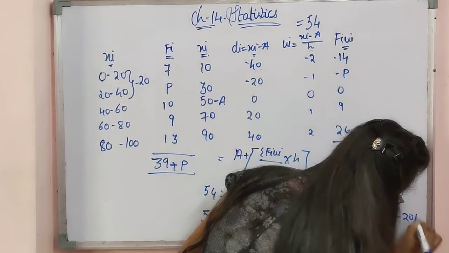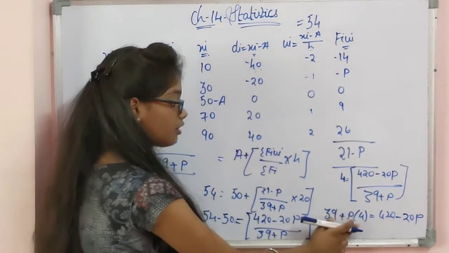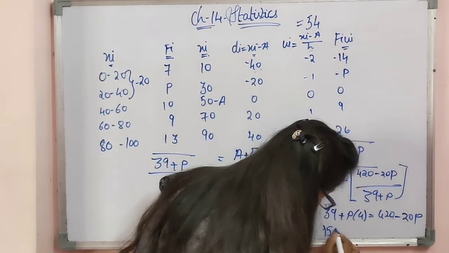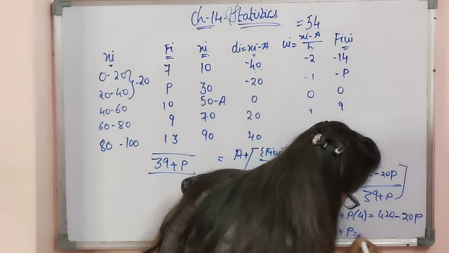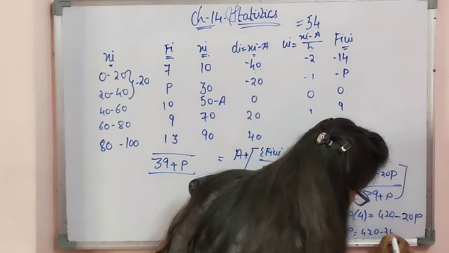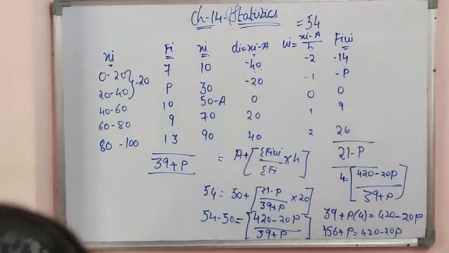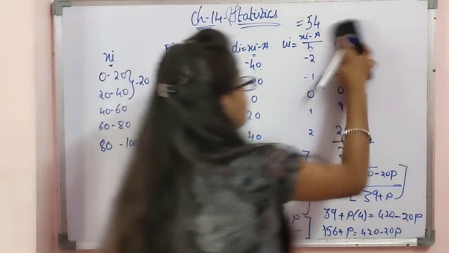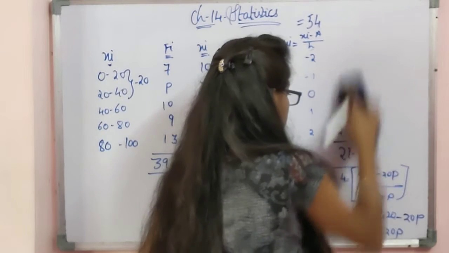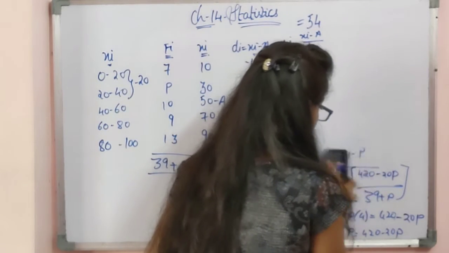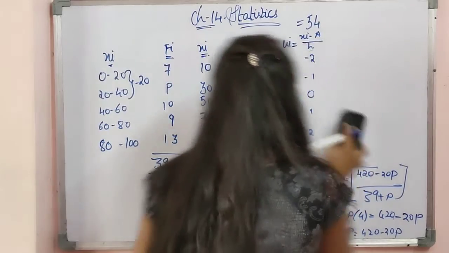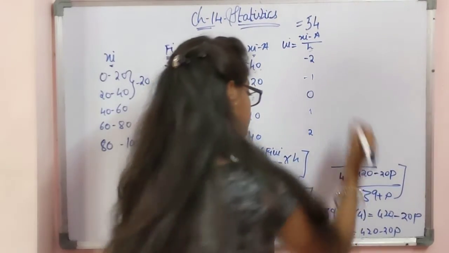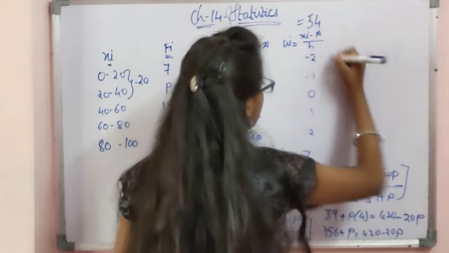20P. So when we add 39 into 4, you will get 156. 156 plus P equals 420 minus 20P. So I am rubbing these values. Let's continue the problem. So here we got that.